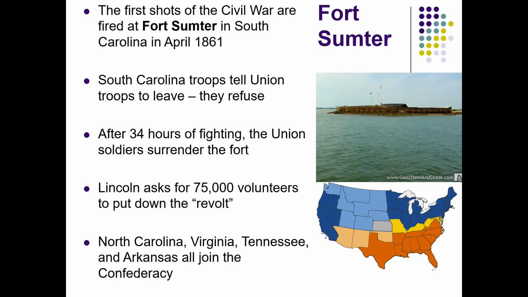After this event, Lincoln asked for 75,000 volunteers to put down what he called a revolt at this point. As soon as fighting begins, North Carolina, Virginia, Tennessee, and Arkansas all join the Confederacy. So you can see the lines drawn here: the dark blue states of the Union and the dark orange states of the Confederacy, with light blue being Union territories and light orange being Confederate territories. You might notice the yellow states.